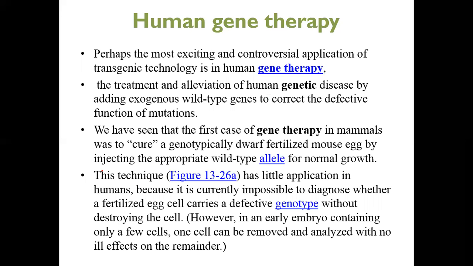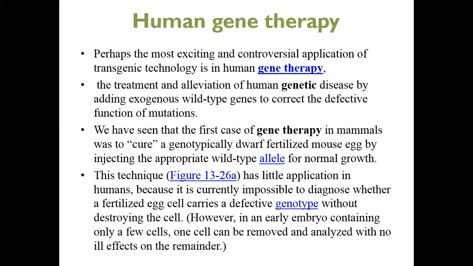The treatment and the alleviation of human genetic diseases by adding exogenous wild-type genes to correct the defective function of the mutations. We have seen that the first case of gene therapy in mammals was to cure genotypically dwarfed fertilized mouse eggs by injecting the appropriate wild-type allele for normal growth, like that we have studied before in these slides.